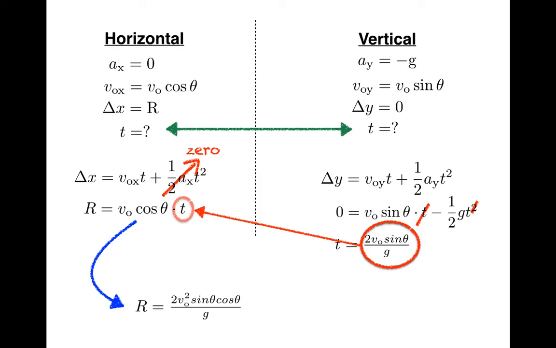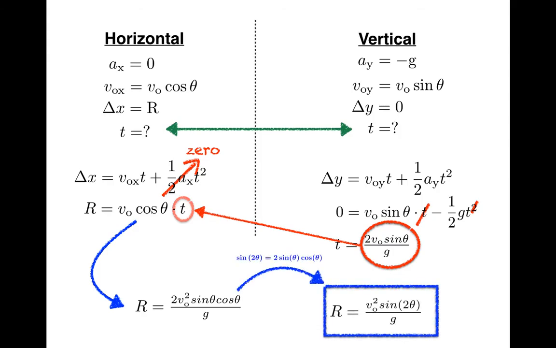In a sense, we're done. We have an equation for R that involves only v0 and theta, and that was the goal. But there's one last trig substitution that we can make to simplify the equation a bit more. Perhaps you can see it. Sine of 2 theta is equal to 2 sine theta cosine theta. And so when we make that substitution, we get this resulting equation that's very nice and simple. And this is the equation that you might find very useful to remember.